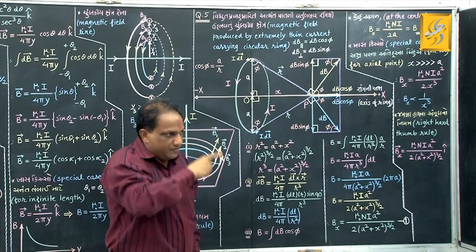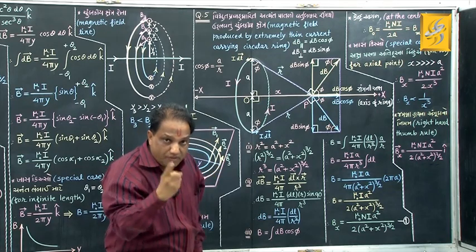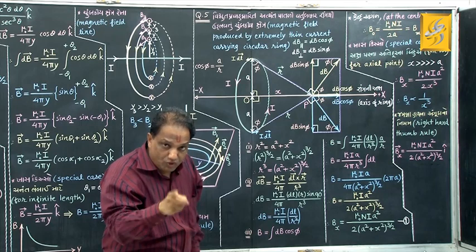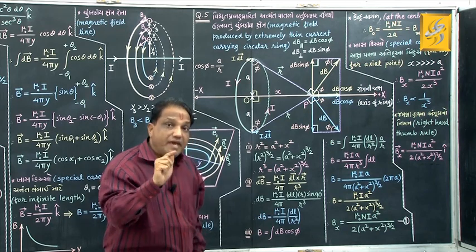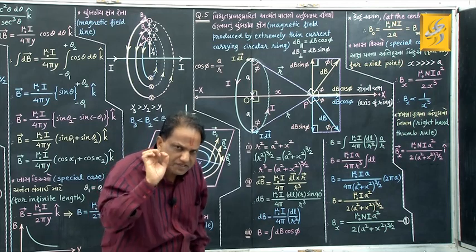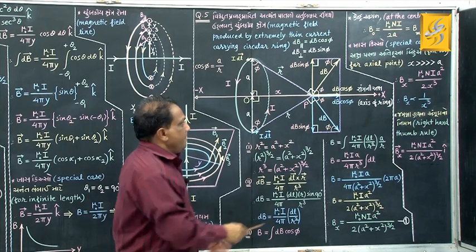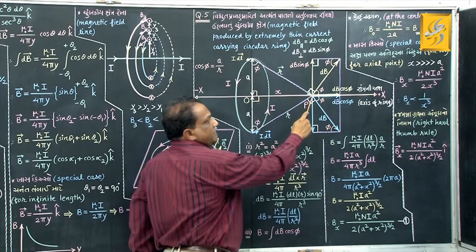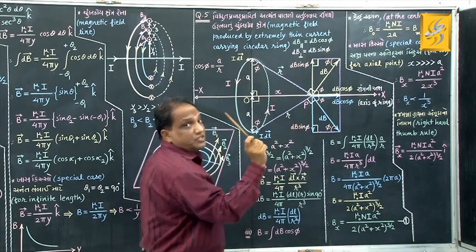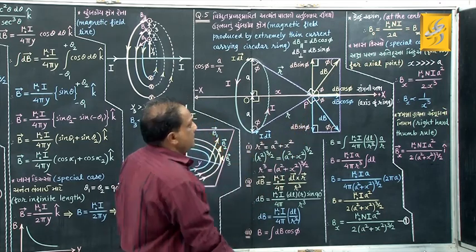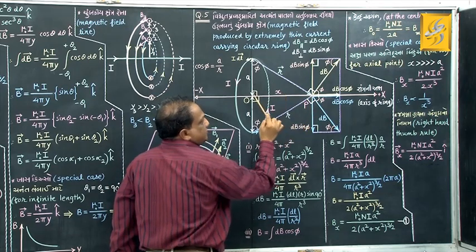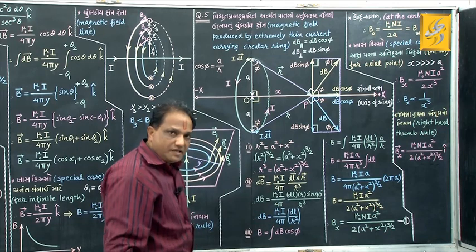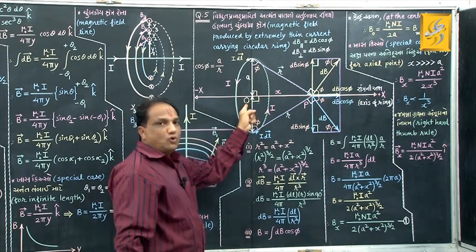If current is flowing this way, then you are supposed to find the magnetic field produced by such a current carrying extremely thin circular ring at some axial point, meaning at some point on the axis, and that point of the axis I am taking here, say point P, which is right now the point of observation, and that point is at distance x from the center of the ring, correct? At the center we have considered the origin.